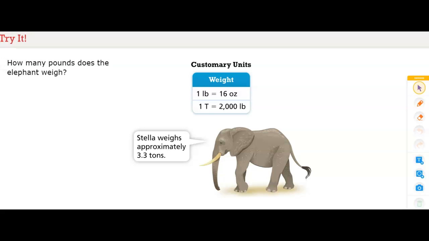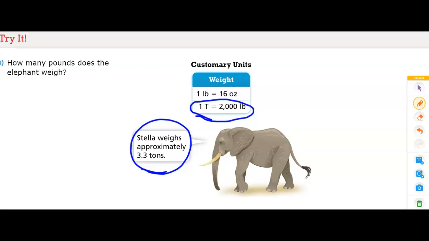How many pounds does the elephant weigh? To find how many pounds the elephant weighs, we look at our customary units table, and we see that we have pounds to ounces, and we also have tons to pounds. So it says here Stella weighs 3 3/10 tons. So we're going to use the conversion factor. 1 ton is equal to 2,000 pounds.